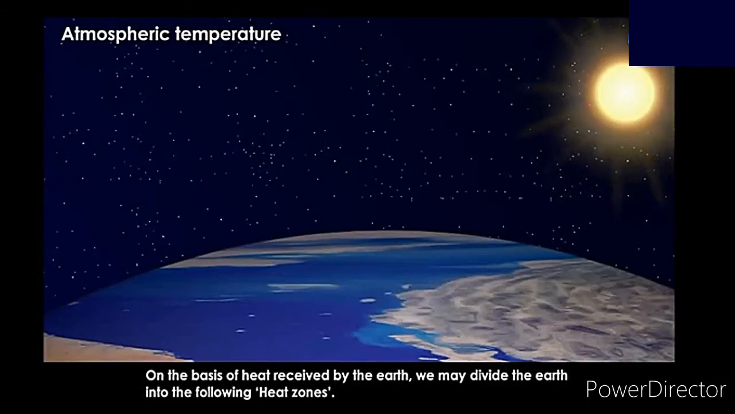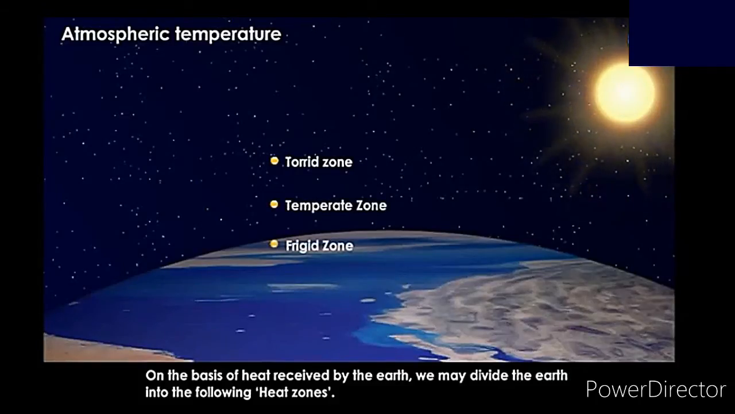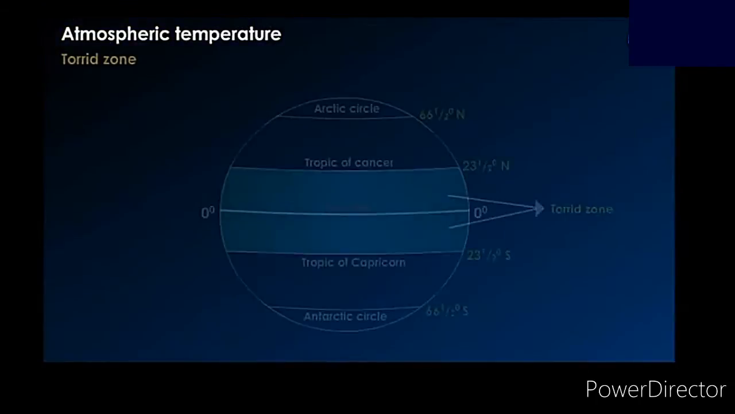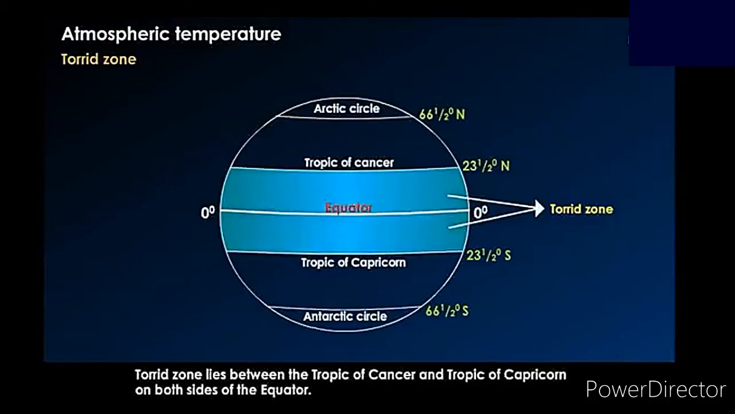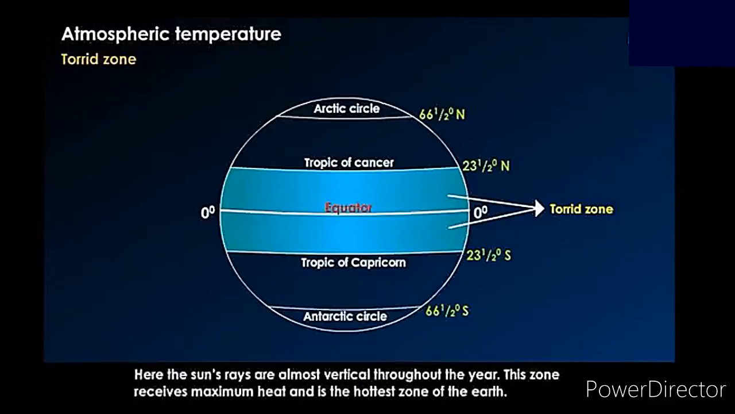On the basis of heat received by the earth, we may divide the earth into the following heat zones: torrid zone, temperate zone, and frigid zone. See, torrid zone lies between the Tropic of Cancer and Tropic of Capricorn on both sides of the equator. Here, the sun's rays are almost vertical throughout the year. This zone receives maximum heat and is the hottest zone of the earth.